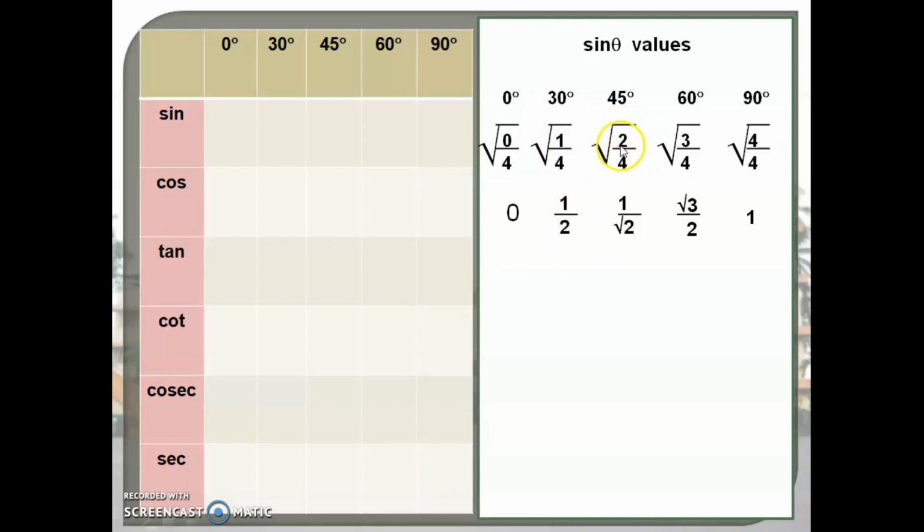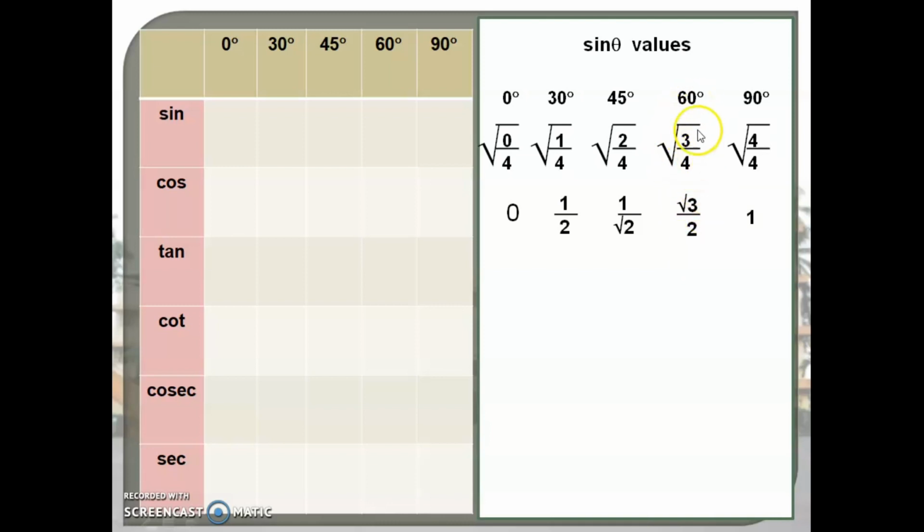Here if you see the number 2 upon 4, you can divide numerator and denominator by 2. 2 ones are 2, 2 twos are 4, so you will get 1 upon 2 under the square root. So square root of 1 is 1 and square root of 2 will be root 2. So we get the square root of this number as 1 upon root 2. Same way, for the 60 degree angle you can see square root of 3 we cannot find, so we will write down root 3 and square root of 4 is 2.